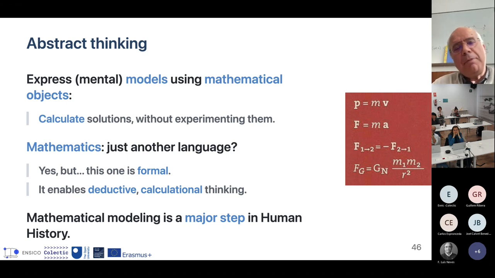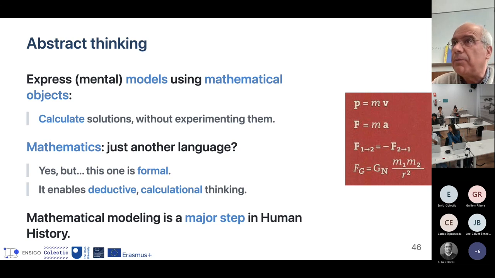First of all, what is mathematics? Well, it's just another language. But it is a special language. It is formal. So the grammar is not only the grammar rules that exist in the language; there is a formal semantics. And because of that rigorous semantics, it's a language where you can do deductive reasoning and calculational thinking.